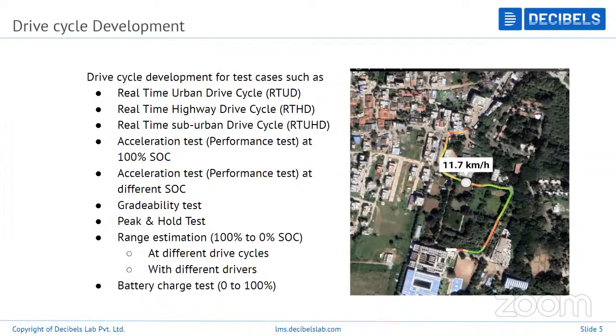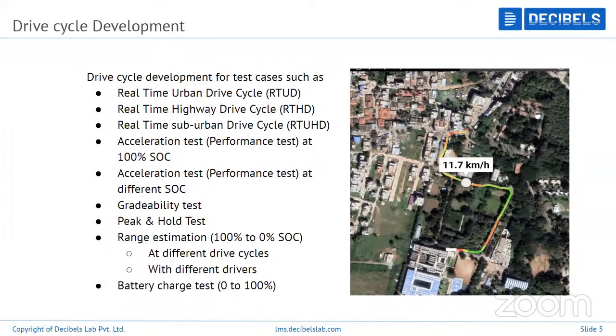But that doesn't happen when you talk about electric vehicles. Going 0 to 40 in 5 seconds at 100% SOC, a vehicle won't be able to perform the same at 50% SOC, because there are certain cells which won't be able to give complete performance even as the cells are being discharged.